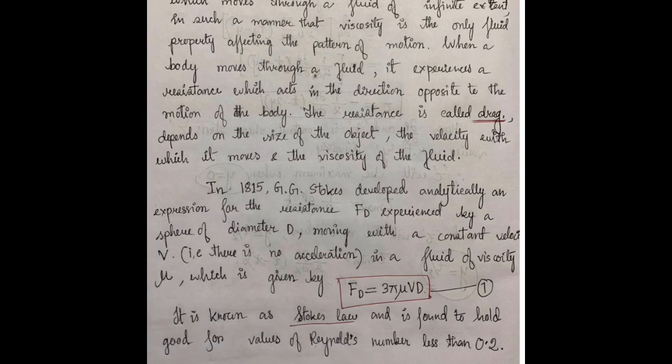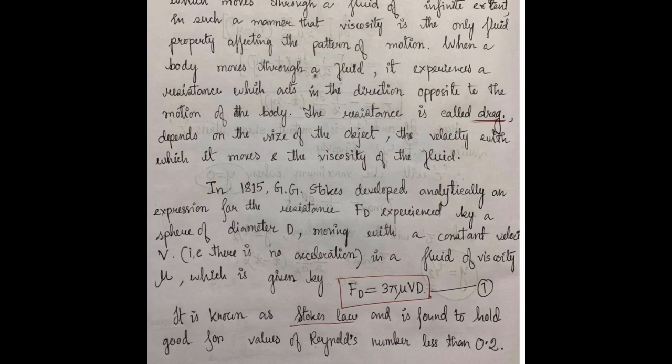It experiences a resistance which acts in the direction opposite to the motion of the body. This resistance is called drag. So drag is the resistance to flow against the body, and this drag depends on the size of the object, the velocity with which it moves, and the viscosity of the fluid.